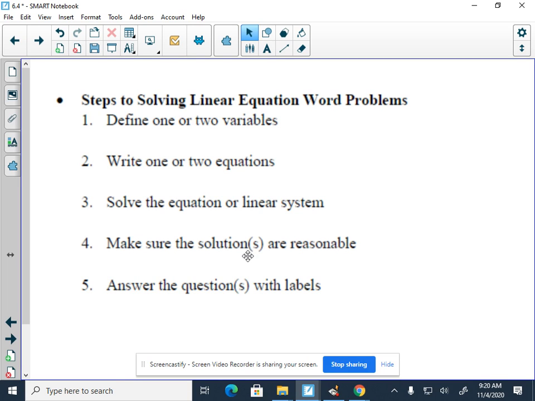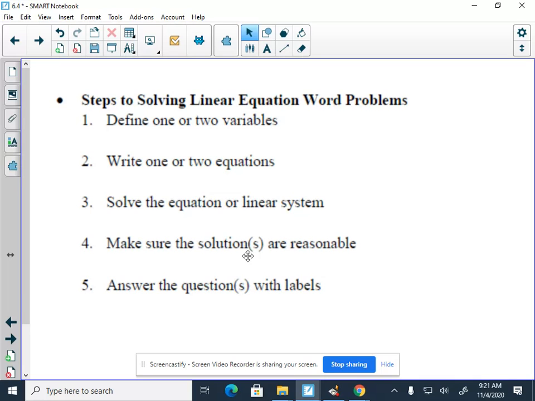Okay, so this is section 6.4. We're going to solve linear equation word problems. So I think on the sheet it already has these on there. You're going to define some variables, one or two variables. You're going to write one or two equations. Then you're going to solve the equation just like we've been doing and make sure the solution is reasonable and answer any questions and label it.